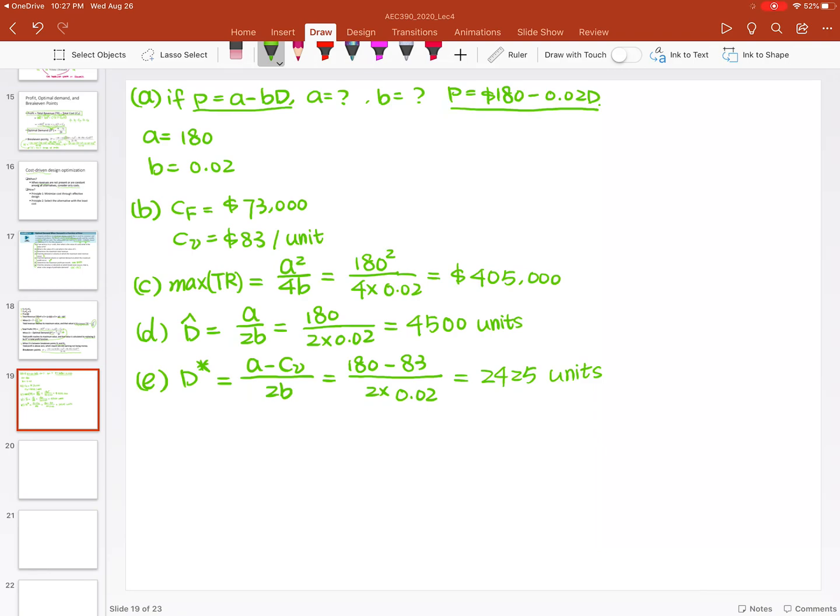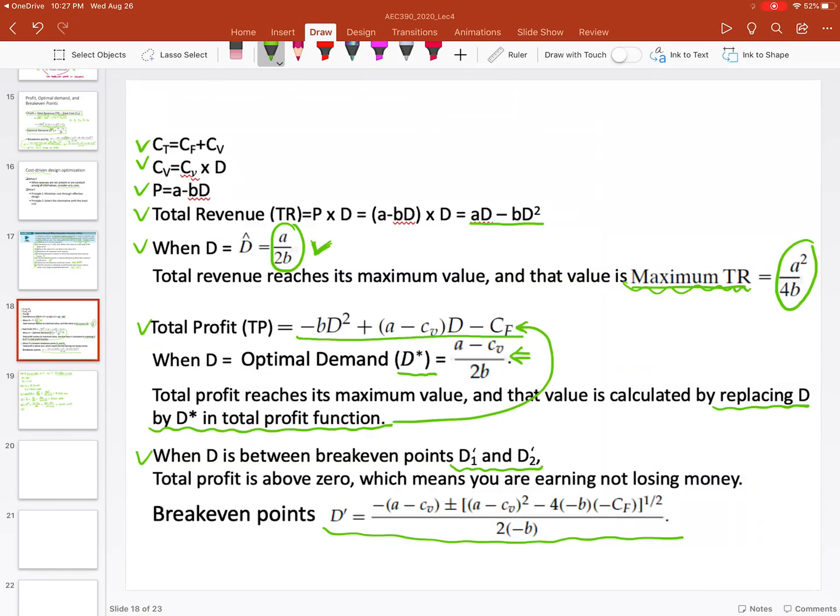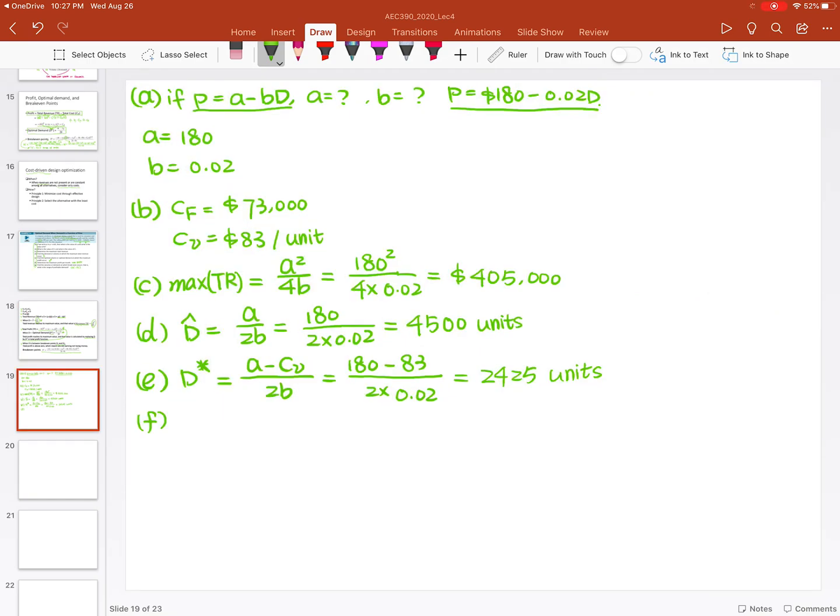Okay, which means if you sell 2425 units, you can reach your maximum profit. And question F, what is your maximum profit? We said if you want to know the maximum profit, you're going to replace the D in that formula with D star. So what is the formula for total profit? It's here.